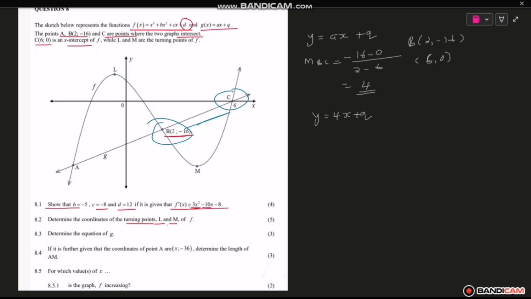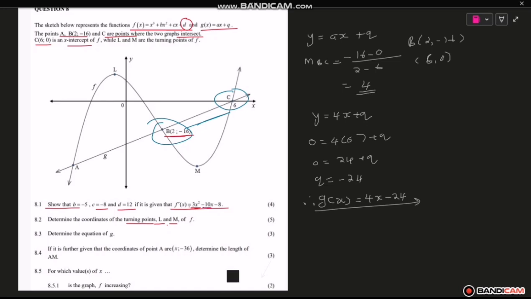Then for us to find the value of q, you can use either point B or point C to substitute so that you can find the value of q. 4 into 6 plus q. Then we solve for q. We have 24 plus q, then q equals negative 24. Therefore, the graph of G equals 4x minus 24. So this is the equation of G, the straight line. I hope it makes sense. As you can see, it cuts the graph on the negative y-axis, which is negative 24, the y-intercept. I hope that makes sense.